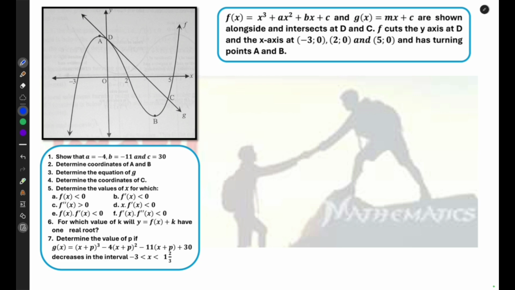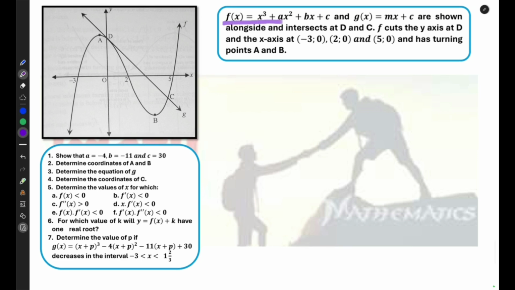Question 1, show that A is equal to -4, B is equal to -11, and C is equal to 30. Now, they are referring to this little formula up there. So I need to find the values of A, B, and C. Now, I am going to look at my graph, and I can see x-intercept, x-intercept, x-intercept, and that is enough for me to answer this question. I will then start with y is equal to A, and then x minus x1, x minus x2, and x minus x3, but I'm immediately going to sub in. So it's just x minus minus 3, x minus 2, and then x minus 5.